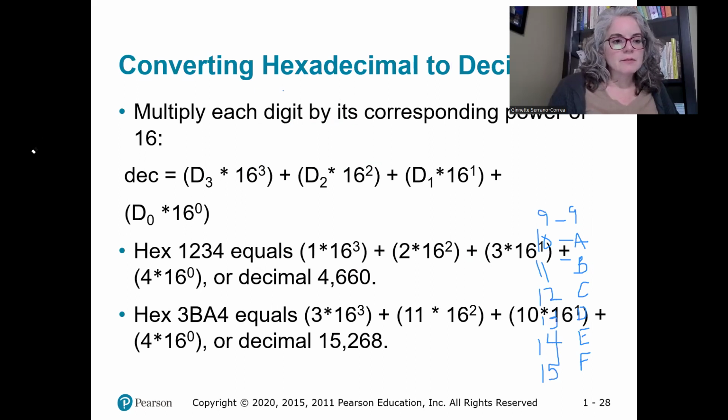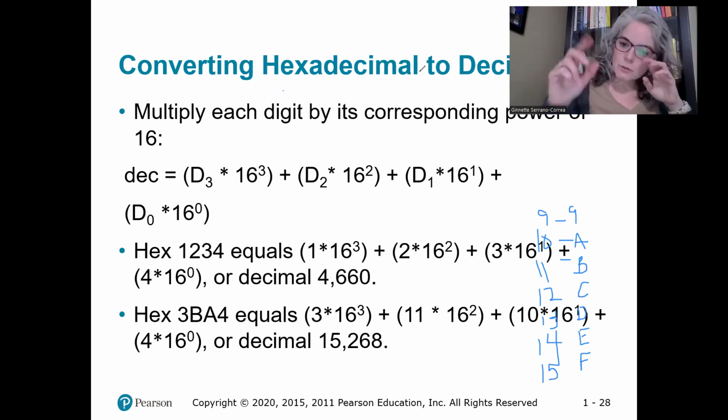Okay, so here, again, hex is base 16. So remember how we did 2 to the power of 0 when we're converting? Like if we converted binary to decimal, we did 2 to the power 0, 2 to the power 1. Well, here we're going to do 16 to the power 0, 16 to the power 1. So we're going to do 16 to the power of 0 and multiply it times 4. 16 to the power of 1, multiply it times 3. 16 to the power of 2 times 2, 16 to the power of 3 times 1.